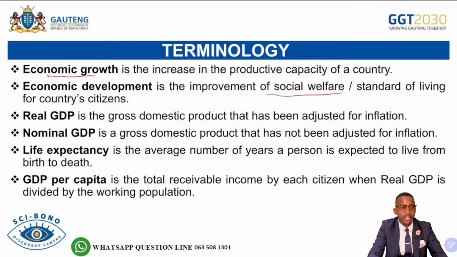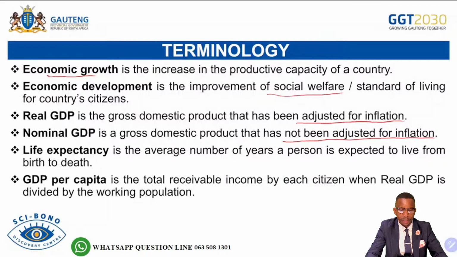Real GDP refers to the gross domestic product figure that has been adjusted for inflation, where the inflation effect has been removed to discover actual growth trends of the economy. Nominal GDP is a gross domestic product that has not been adjusted for inflation. These are GDP figures that have not been adjusted. They are very, very high because they are being inflated.